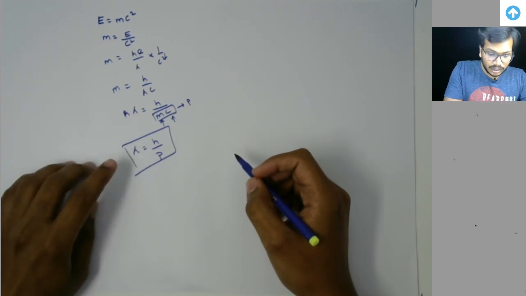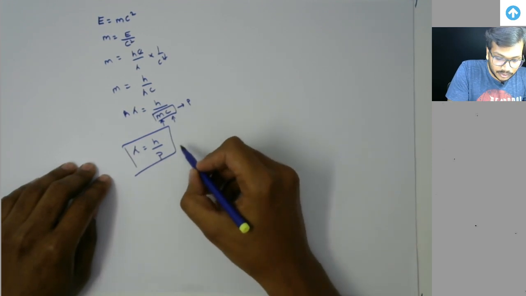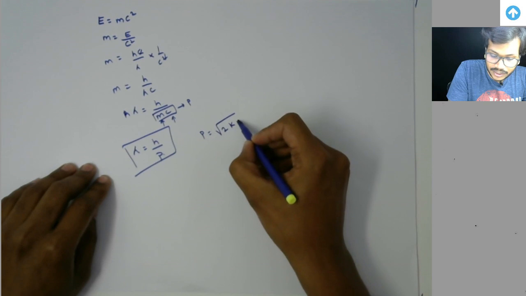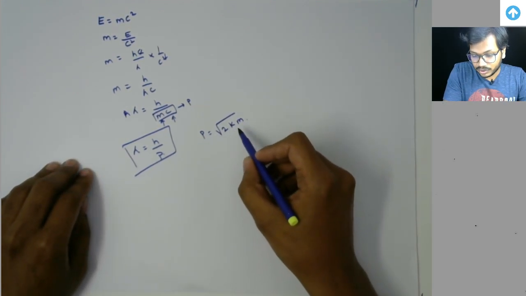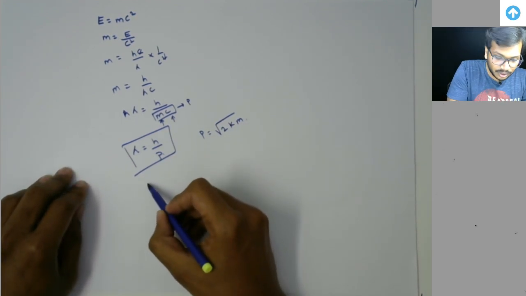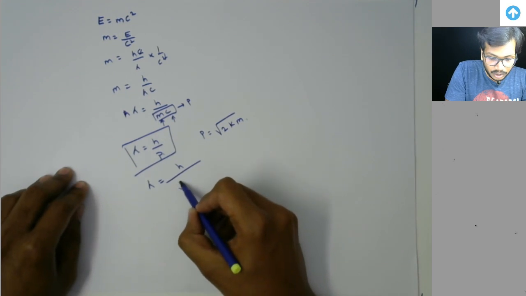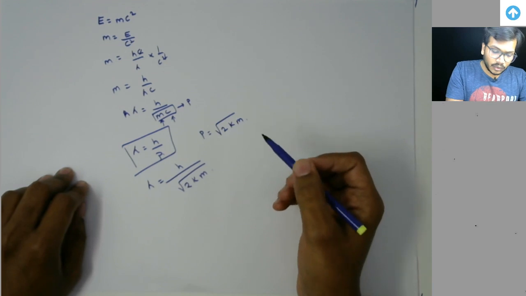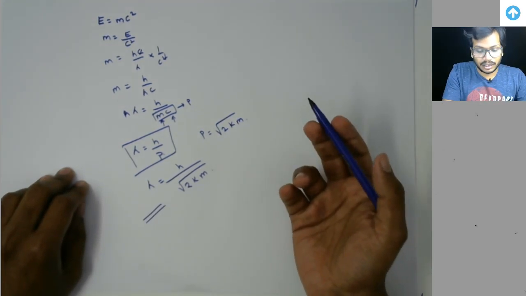Now let us simplify this relation a bit further. So you could write momentum as root of 2 kinetic energy times mass, right? You write the formula of kinetic energy and simplify this, you'll come here. So if we substitute here, lambda of a particle can be given by Planck's constant divided by root of 2 kinetic energy times mass.